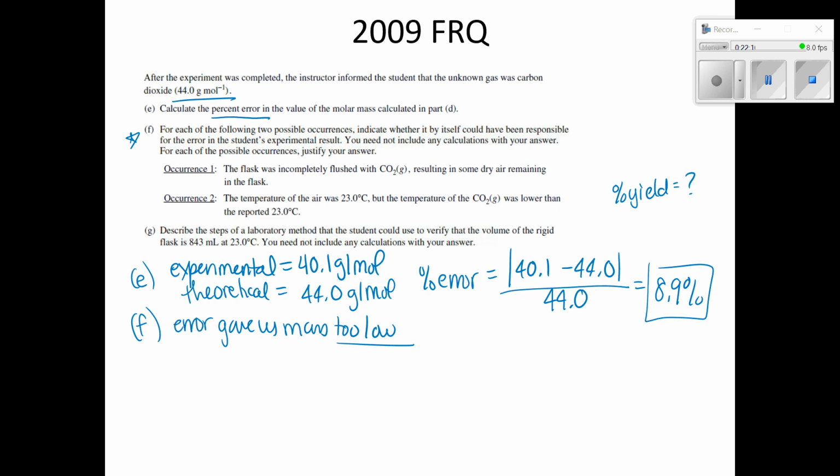And I've got the answer keys for these ones posted in OneNote as well if you want to read through the scoring guidelines for F and G, because I don't want to write those all out right now. That would take too long. Okay, so feel free to look back at those ones.